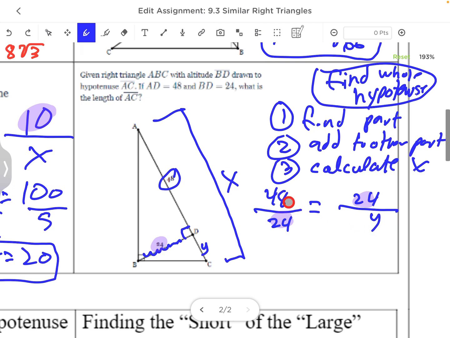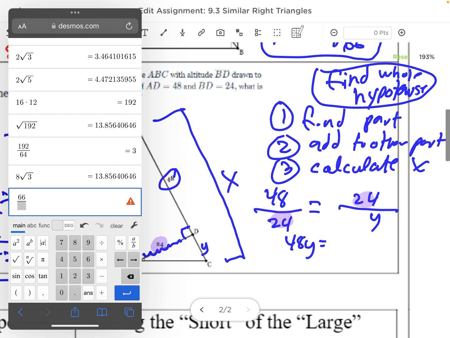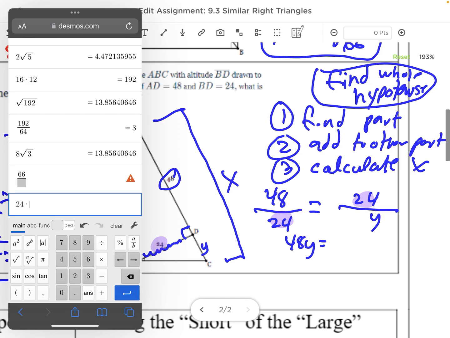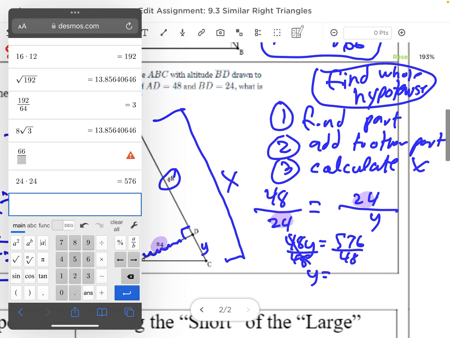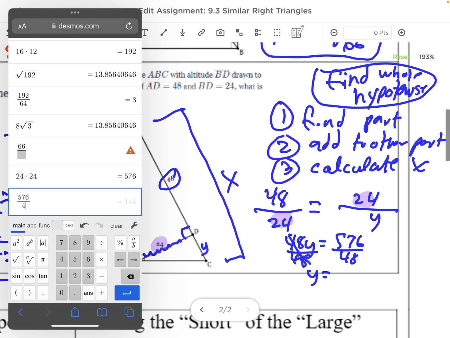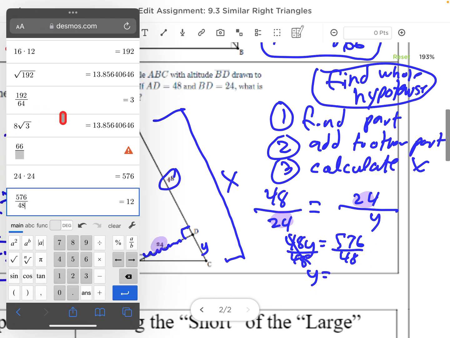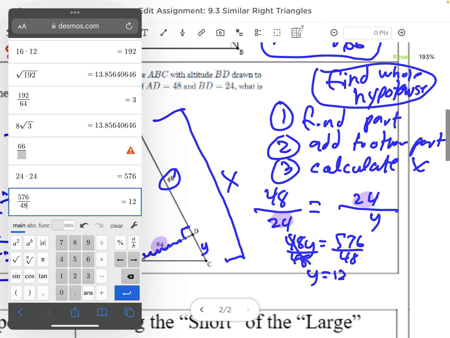It's just a letter that we're using to represent a number. So now let's do our cross multiplication. 48 times y is 48y, and then we have 24 times 24. Let's type that into our calculator. 24 times 24 gives us 576. Now we know what to do. You're going to divide by 48, so y equals 576 divided by 48, and that gives us 12. So that's step number 1 that found our part.